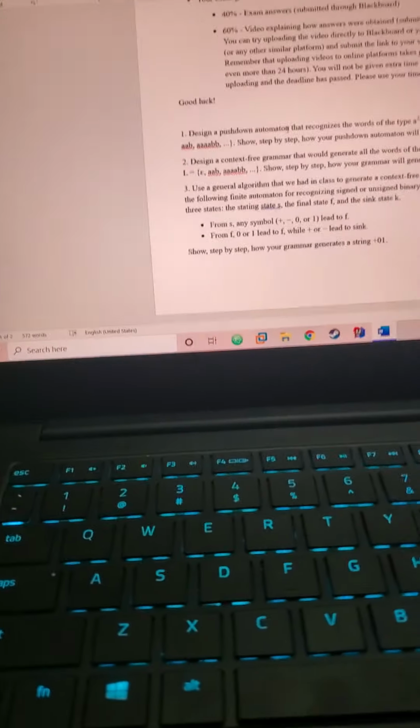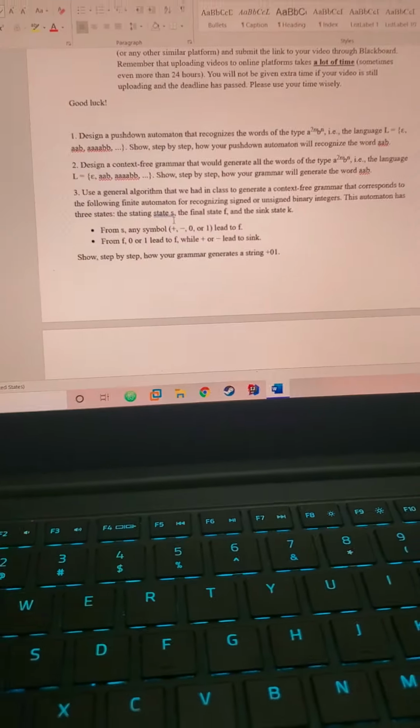So we're going to number three. That was kind of tricky. So what I did is I used the general algorithm that we have in class to generate the context-free grammar, and we should go from the start point to the final point. We should have plus, minus, 0 or 1, and when we are in the final state, we only accept 0 or 1s, and where we're going to sink, we accept all the kind of it. But to go to sink, we need the plus and the minus 1. So what I did is pretty much this one.